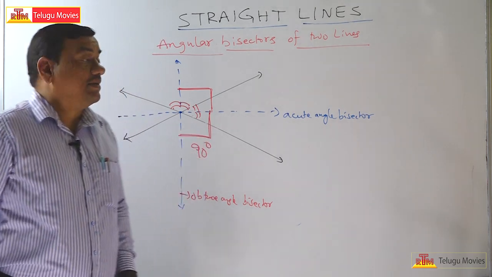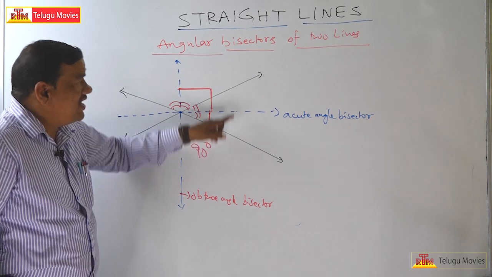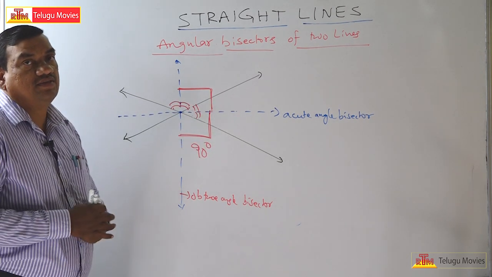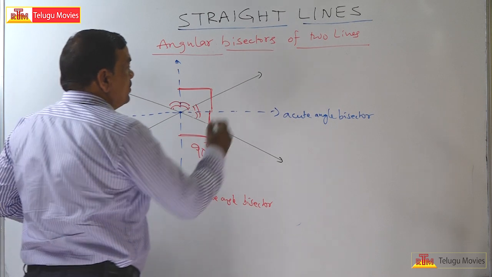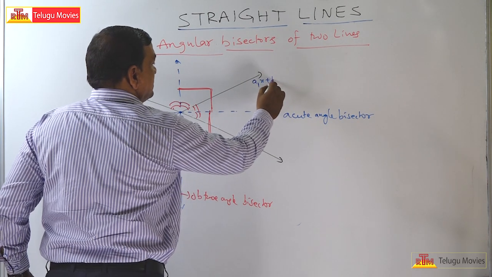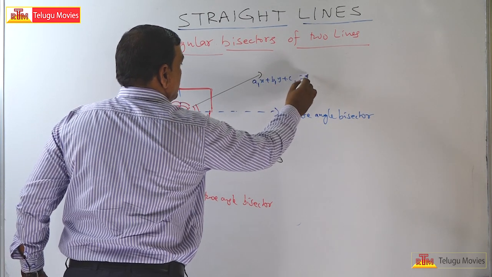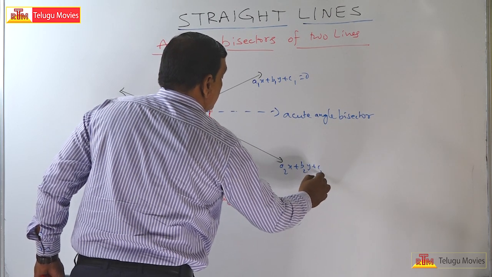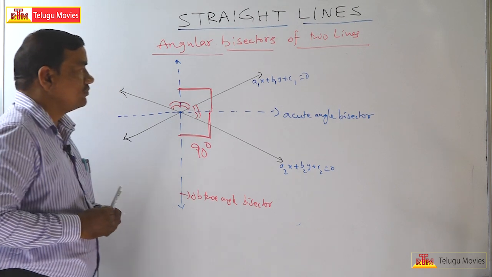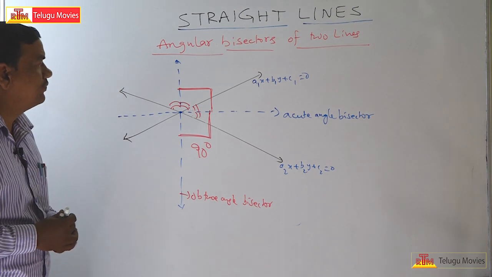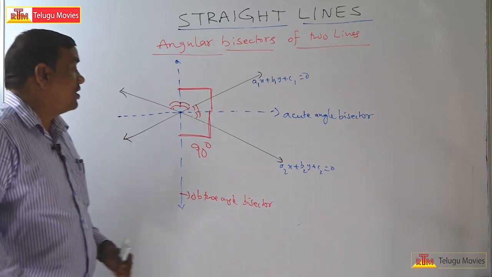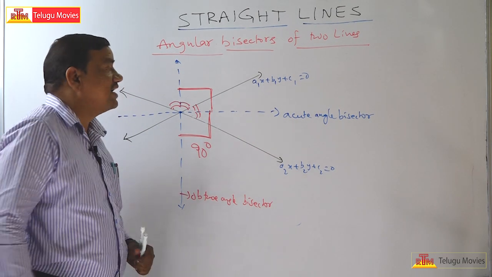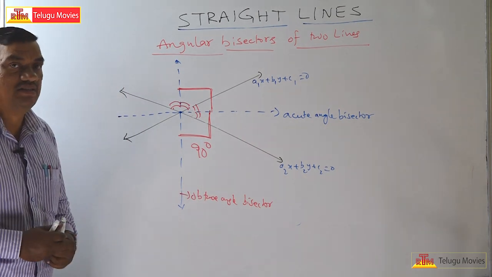Now, our concept is: given the equations of these two lines, for example a1x plus b1y plus c1 is equal to 0 and a2x plus b2y plus c2 is equal to 0, and those two equations are known, how do we find the equations of the acute angle bisector and the obtuse angle bisector?